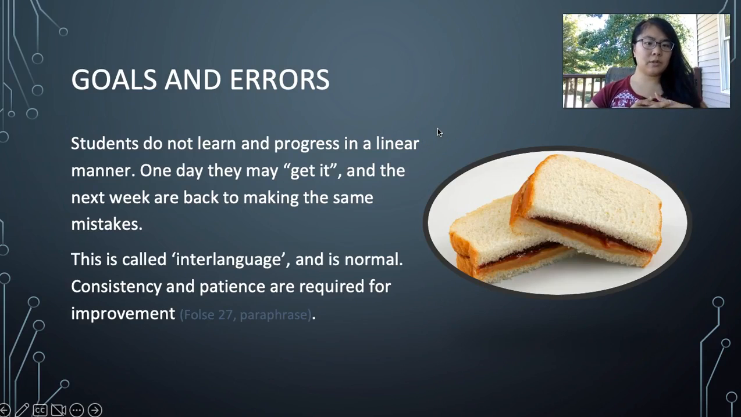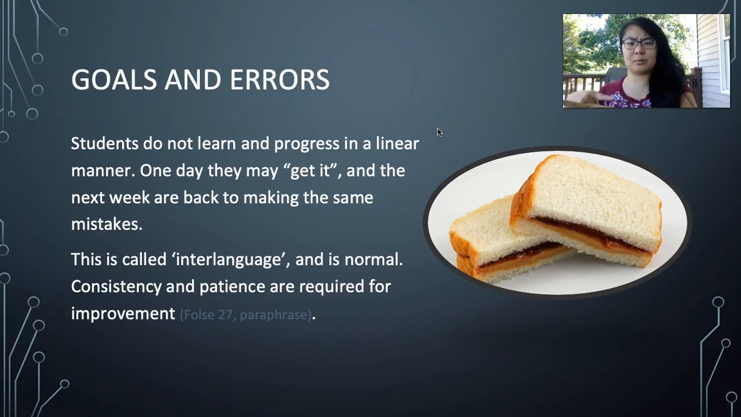So, goals and errors. Students do not learn and progress in a linear manner. We call this interlanguage. So one day they really get it. It clicks like, oh, this is how you form past tense negation with the question. But then the next day or the next week, it doesn't come out as smoothly, or they keep mixing up this or that. That's not backtracking.